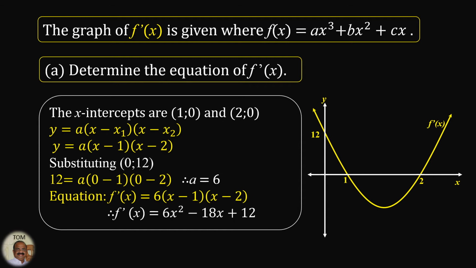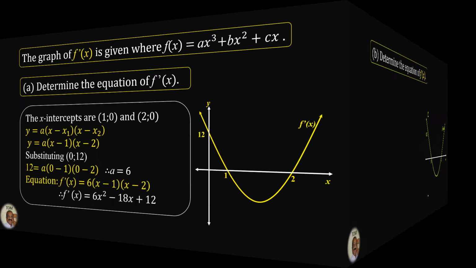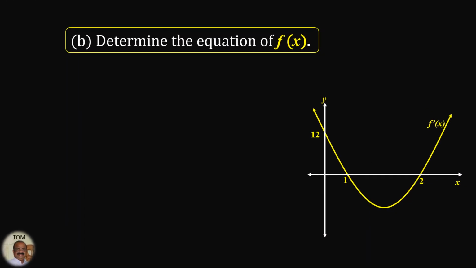Now we have the unknown a, so we use the third point, 0, 12. X is 0, y is 12. Substitute. Now we get a times (0 minus 1) times (0 minus 2). Solve for a, and a equals 6. Therefore, the equation of f dash x is 6x squared minus 18x plus 12.